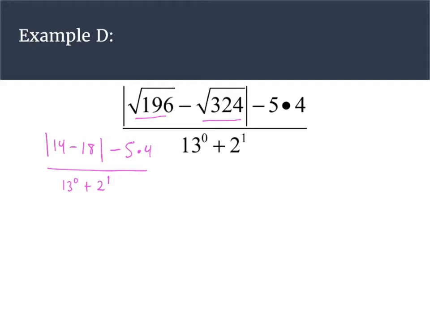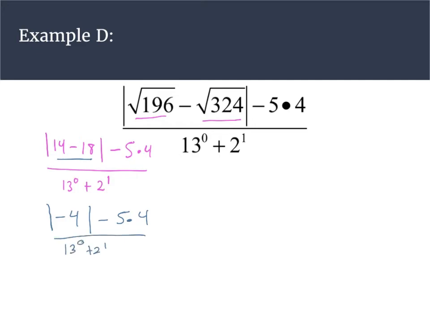So again, I'm going to work inside that grouping symbol, and I'm going to do 14 minus 18. And I know that they are different signs, and 18 has a greater absolute value, so I know I'm going to be dealing with negative as my answer there. So I'm going to have an absolute value of negative, and then 18 minus 14 is 4, so negative 4 inside that absolute value bar, minus 5 times 4, bring everything else, over 13 to the 0 power plus 2 to the first power. All right, now I'm going to finish up that grouping symbol.